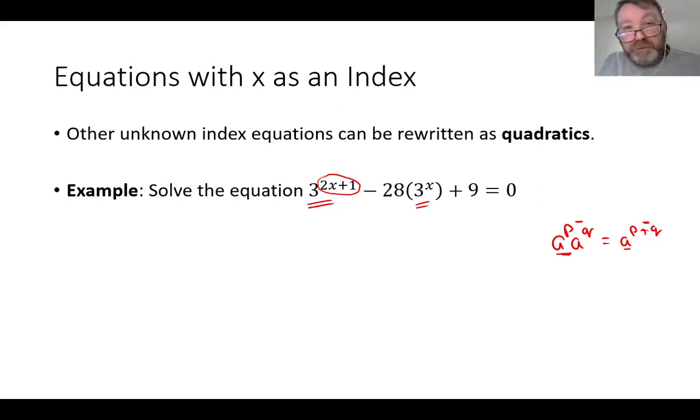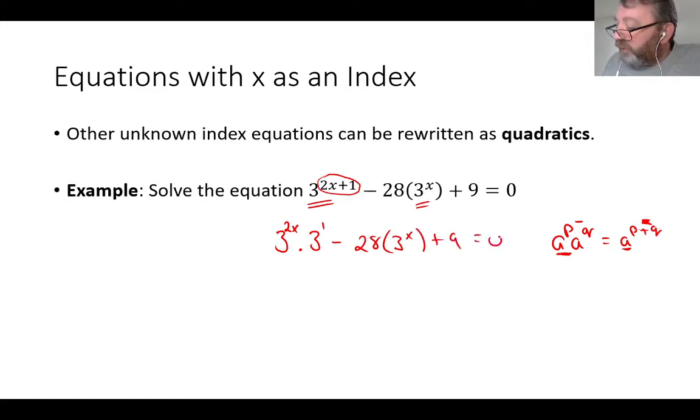But the backwards rule is just as valid. In other words, if you've got a base with a sum, then originally both of those indices belong to the same base. So what I can do here is write this as 3 to the power of 2x multiplied by 3 to the power of 1, minus 28 times 3 to the x, plus 9 equals 0. And I hope you see why I did that. I did that because now both my first term and second term have 3 to the x present. But let's see if I can further refine this down to isolate 3 to the power of x.